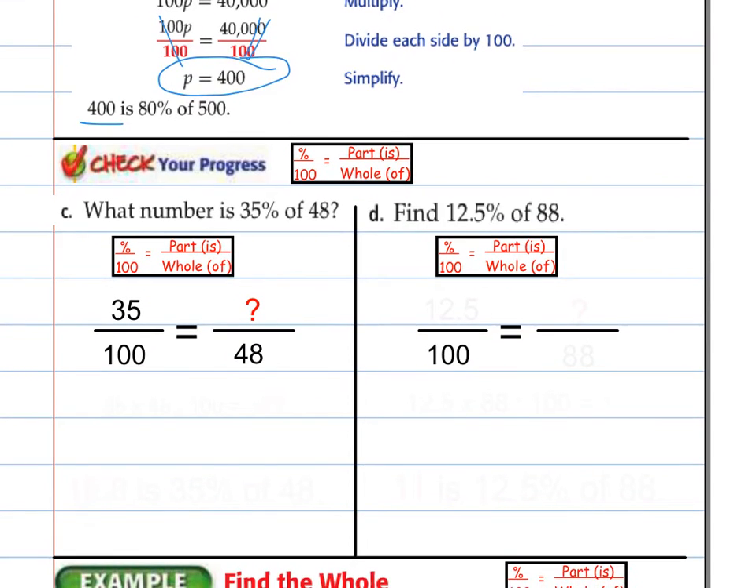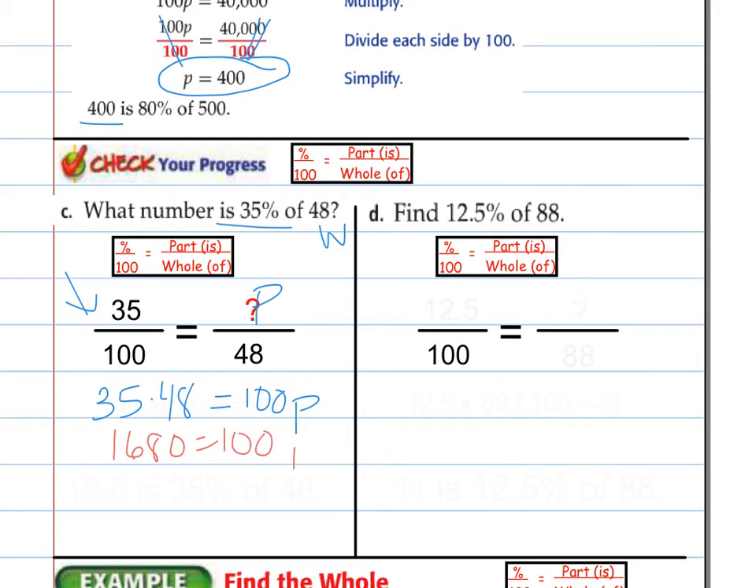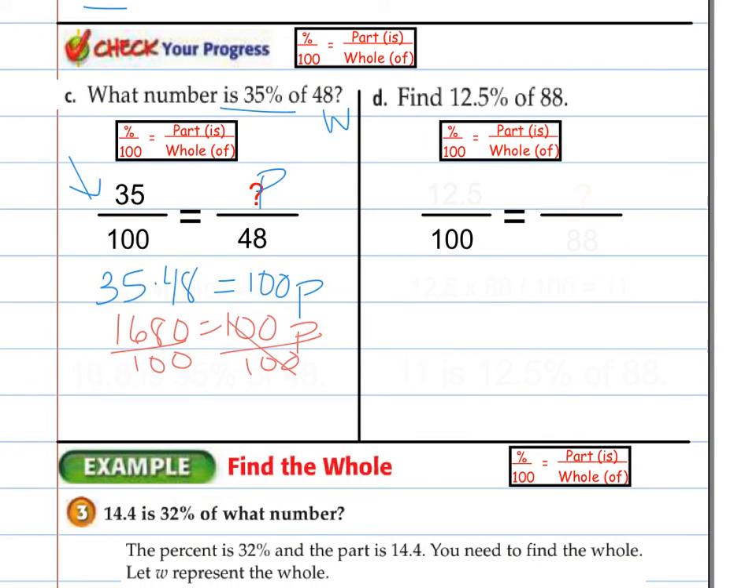Try some of these. Remember, your question mark is your variable. What number is? So we're looking for our part. 35%, which we put over 100, of 48, which is our whole number, our denominator. So we have 35 times 48 is equal to 100 times what number? So we multiply 35 times 48. It's 1,680, which every time we are actually just dividing by 100. So we get that 16.8, or 16 and 8 tenths, is 35% of 48.